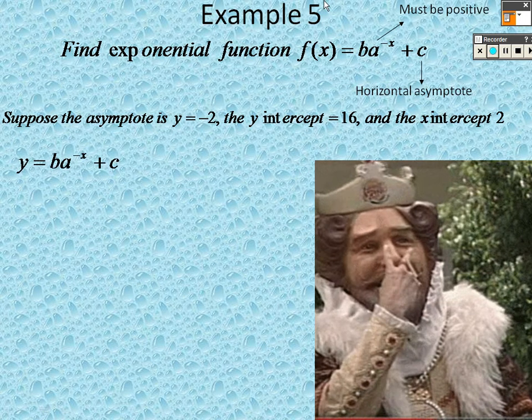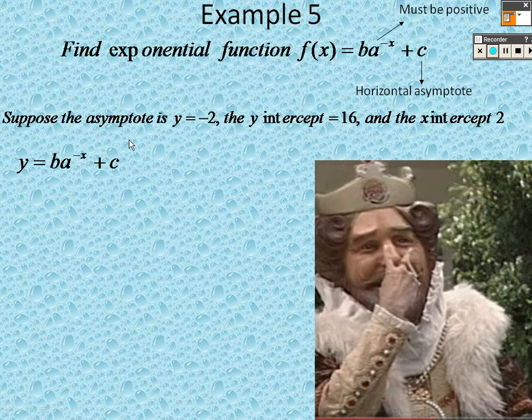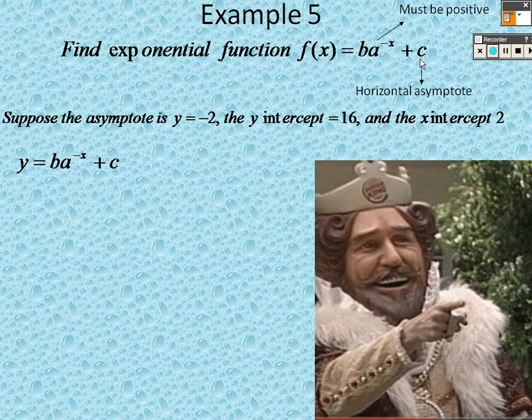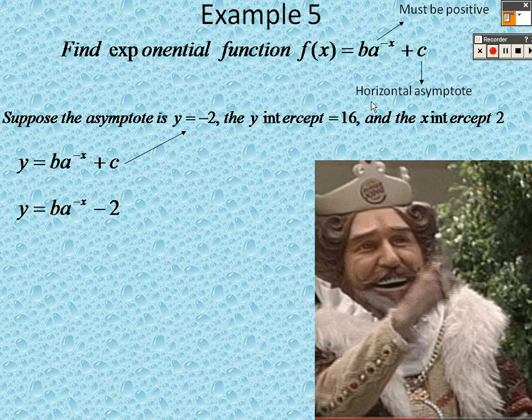Well, here's what you do. The horizontal asymptote, that's what this is, so I know that it is going to be -2. So I know that c is -2. This is actually telling me more than you think. If the y-intercept is 16, that's giving me a point. That's telling me that the point is (0, 16).